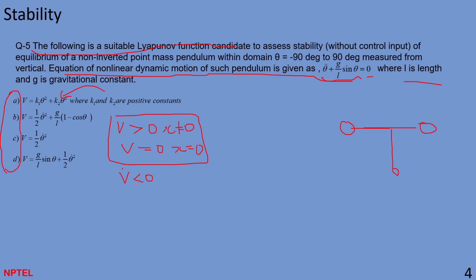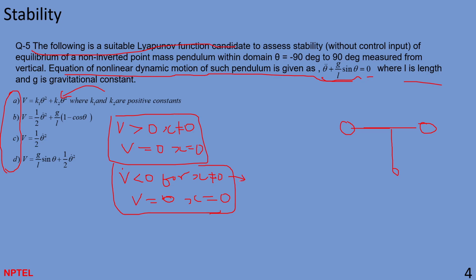Please do remember this condition. These conditions are important. So V dot is less than 0 for all x not equal to 0. If it's negative definite, it is the opposite of positive definite. And if it's 0 for x equal to 0, this is the negative definite condition.